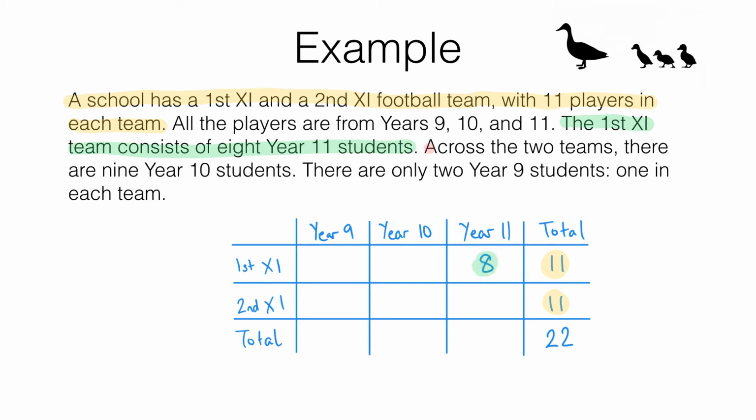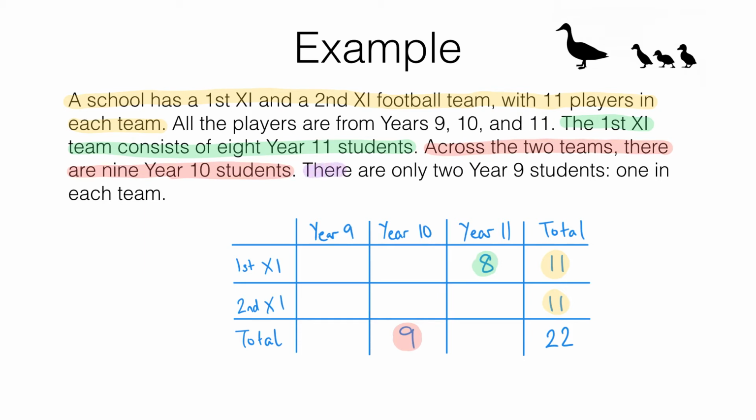Next, we are told that across the two teams, so the first team and the second team, there are 9 year 10 students. So that means when we look at our year 10 students, we need to have a total of 9 students. We don't know how many of those 9 year 10s are in the first team and the second team just yet, but we know that there are 9 year 10 students altogether. So that is from the sentence I've just highlighted in red.